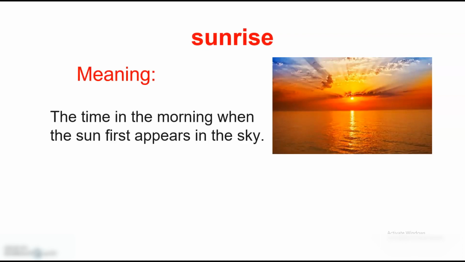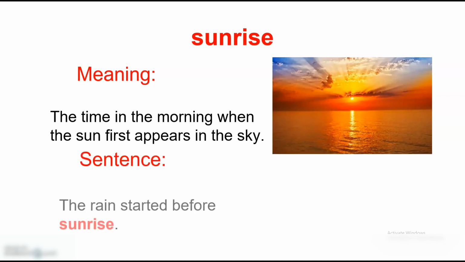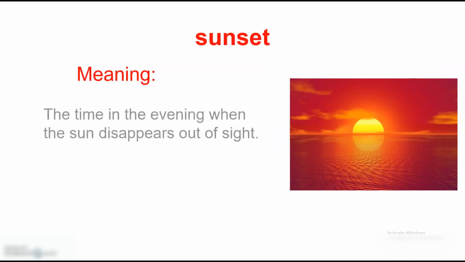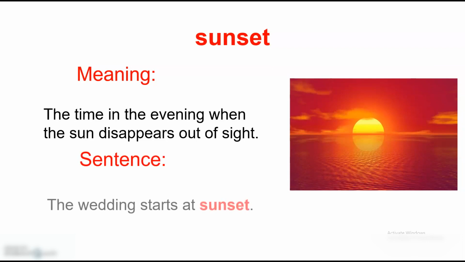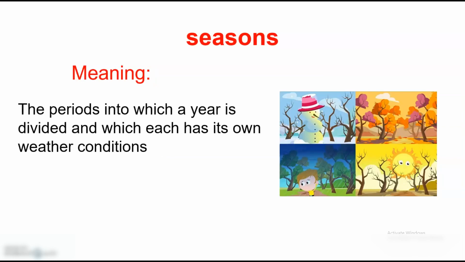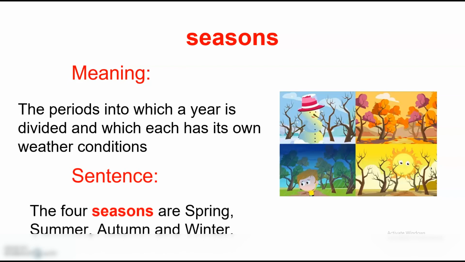Sunrise, the time in the morning when the sun first appears in the sky. The rain started before sunrise. Sunset, the time in the evening when the sun disappears out of sight. The wedding starts at sunset. Seasons, the periods into which a year is divided and which each has its own weather conditions. The 4 seasons are spring, summer, autumn and winter.